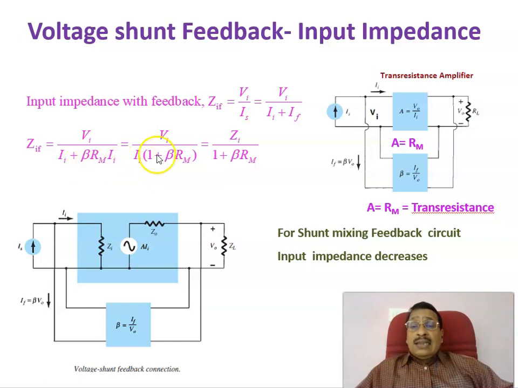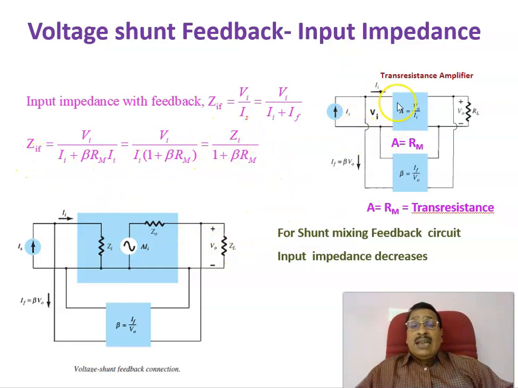Therefore, Ii is taken outside. Vi divided by Ii into 1 plus beta times Rm, or Vi by Ii, is equal to the impedance without feedback, Zi. Vi divided by Ii is called Zi. Therefore, impedance with feedback is given by impedance without feedback divided by 1 plus beta Rm. Therefore, the input impedance is reducing.